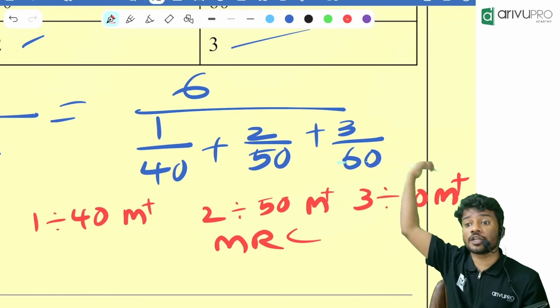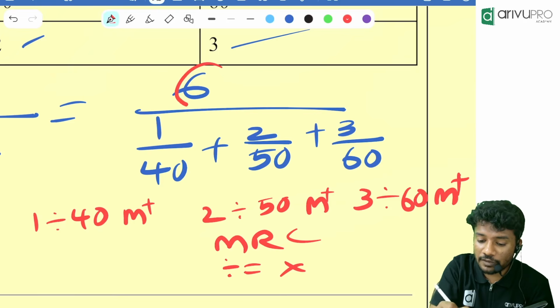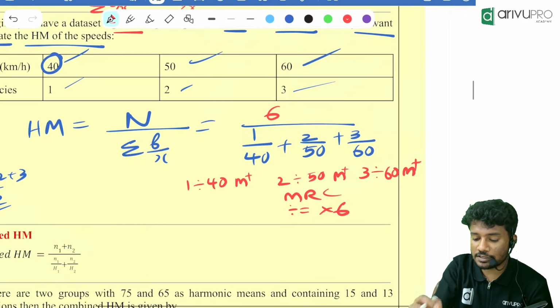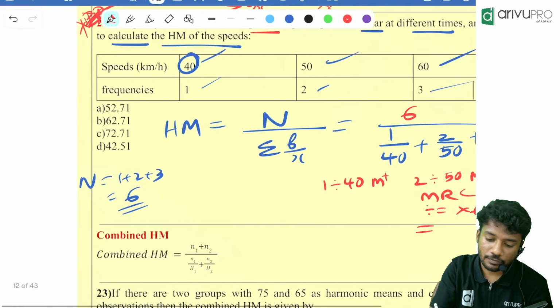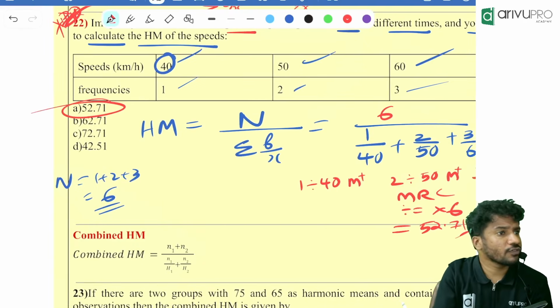Then how to take it to the numerator? How to take the reciprocal? Divide equal to multiplying it with what? 6. Once you multiply it with 6, you will get the answer. How much are you getting, people? 52.71 now. Everyone got 52.71.